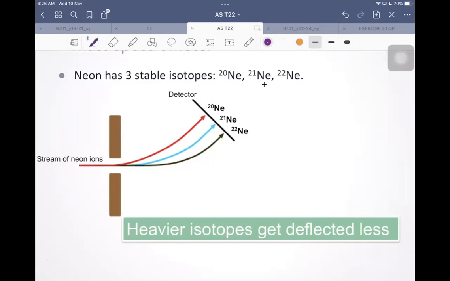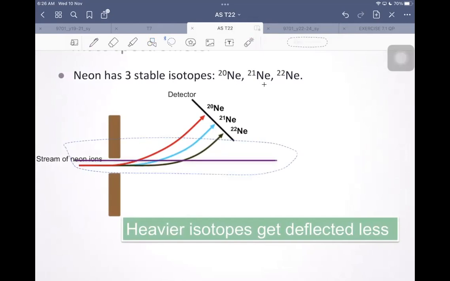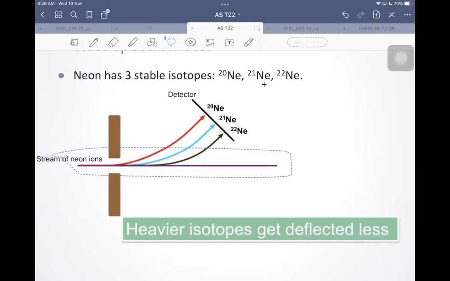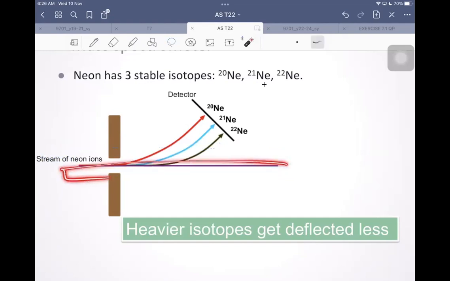So you take, because the stream of neon ions initially was a straight line, right? And then once it reaches the magnetic field, it then gets bent. Okay, so that is your straight line. It's not supposed to be there. I'll put it at the bottom. There. Okay, so you can see if this straight line is your baseline, you want to see how far the angle of deflection is.